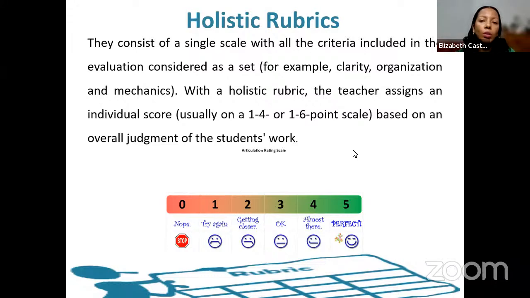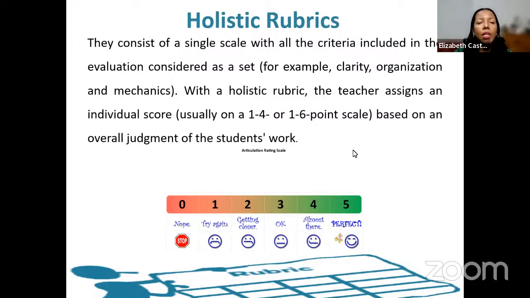Then the last example of a type of rubric that we're going to see is holistic rubrics. Well, when we're talking about this kind of rubrics, they consist of a single scale with all the criteria included in the evaluation, considered as a set. For example, clarity, organization, and mechanics. 3 things. With a holistic rubric, the teacher assigns an individual score. So probably 1 to 4 or 1 to 6 points based on an overall judgment of the student's work.